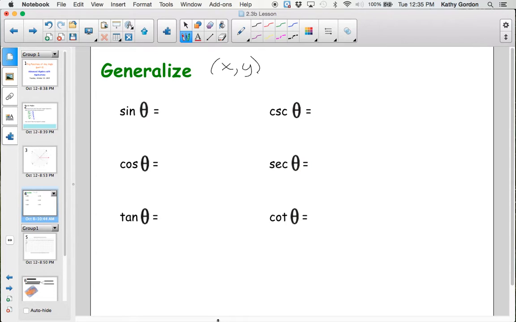To find sine, we would do what? Y over what? R. For cosine, x over r. For tangent, y over x. For cosecant, secant, and cotangent. Right? And how are we going to get r?